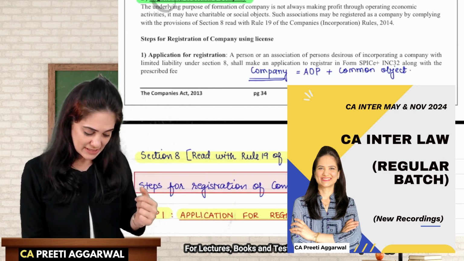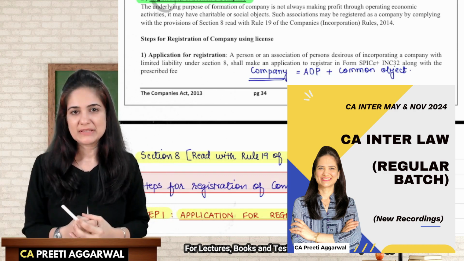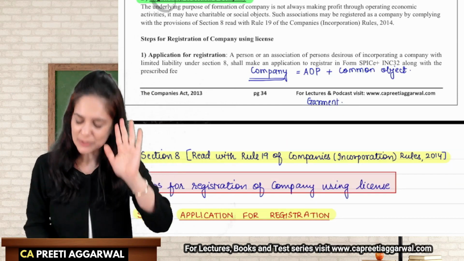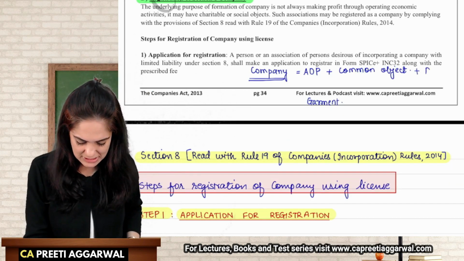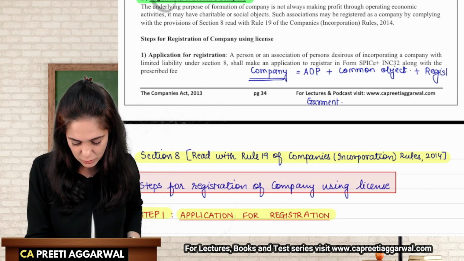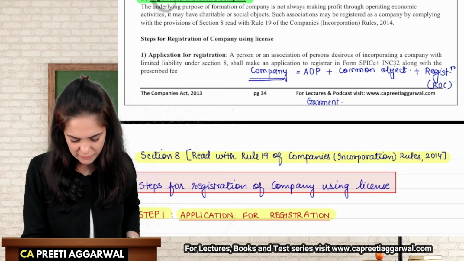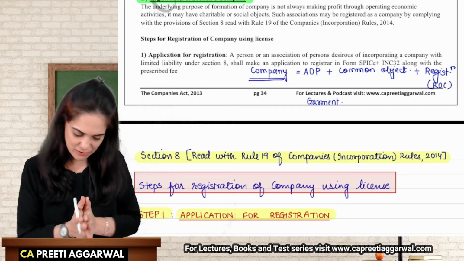Now, is it that today I called all my friends, we have all agreed to manufacture garments, and now this is a company? No, I need to get it registered. So this registration is with whom? Registration with ROC will form a company. Okay, this will form a company.